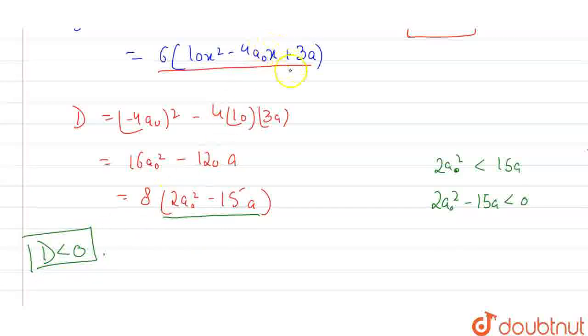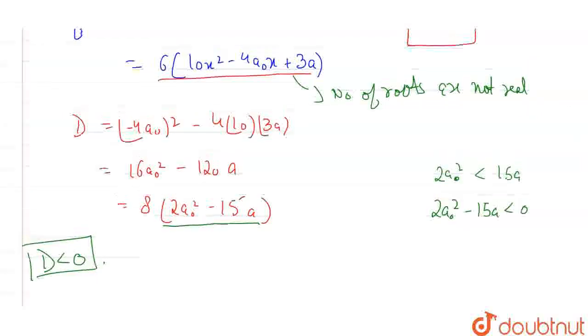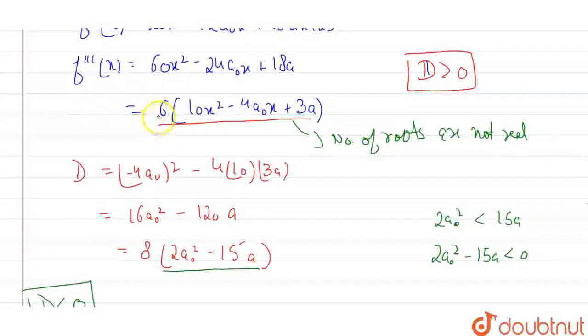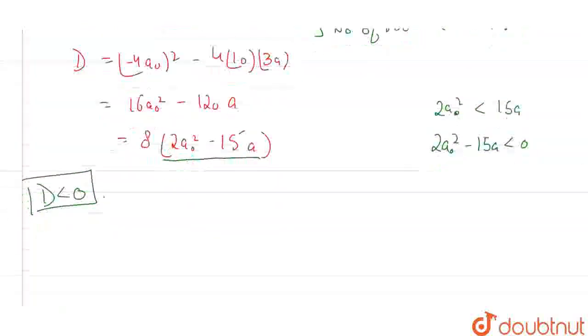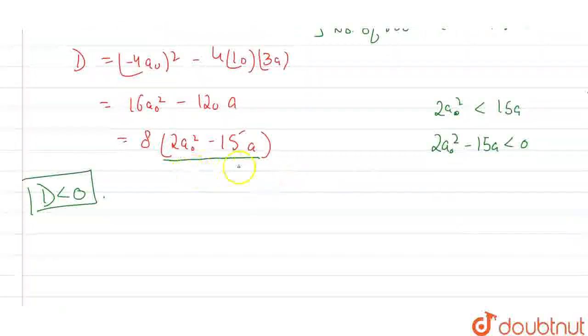This means that the roots are not real for this term. Since this differentiated equation has 2 roots as the highest degree is 2, if they are not real, then how can the other ones be real? So we can conclude that the roots are not real, because the value 2 a0 square minus 15a, which we have proved is less than 0, makes the discriminant negative. So this is what we had to prove.